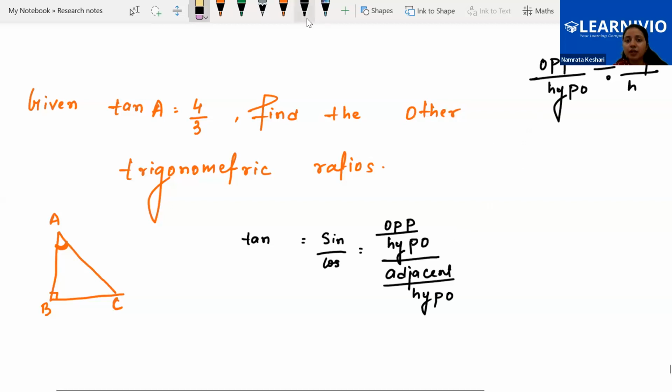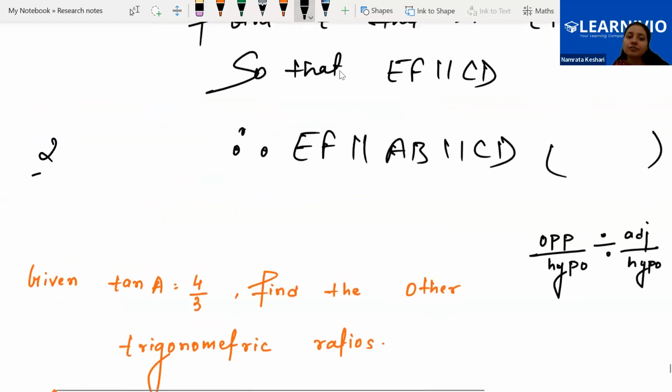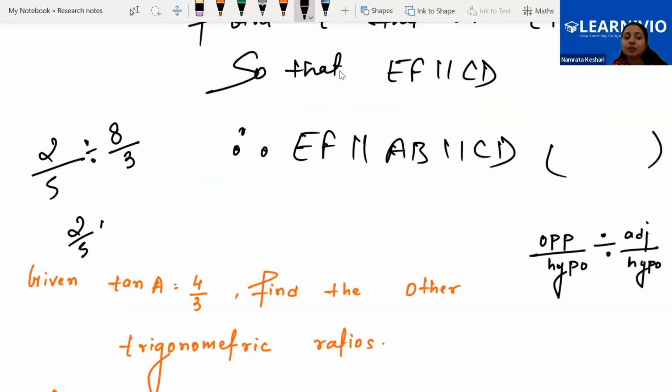So from here, what are we going to get? Let's see. Do you know that if we are having any fraction 2/5 divided by 8/3, how to solve this fraction? Reciprocal. And reciprocal, multiply. Yeah. 2/5 into 3/8 it will be. Yes or no? Yes.